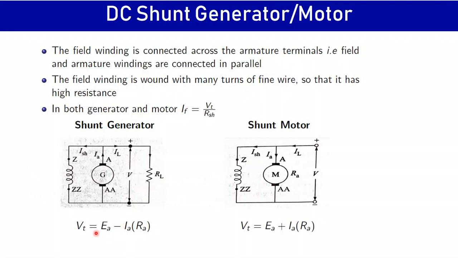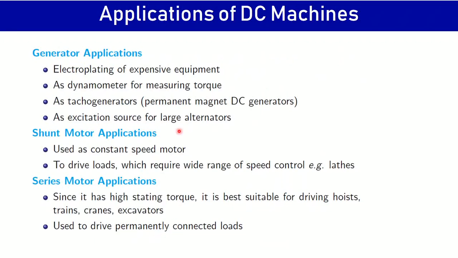Accordingly, by applying KVL, we can obtain the expressions for the terminal voltage in the case of a shunt generator and a shunt motor. Finally, DC machines are not very popular for generating applications because most of our power system is AC in nature, but still in very specialized applications such as electroplating, we employ a DC generator. They are also used for tacho operations where, because the speed is directly proportional to the amount of voltage generated, they are used as tacho generators.